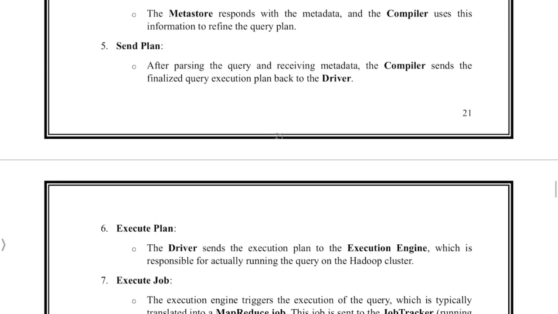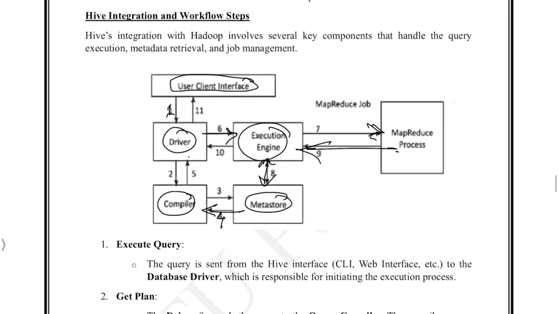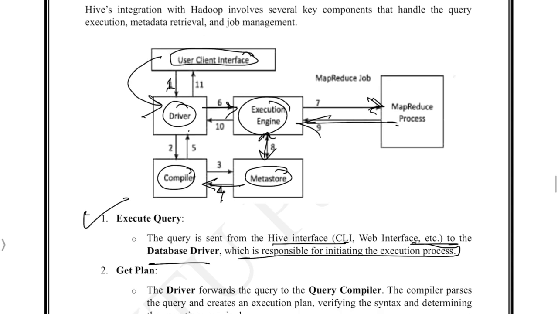Let's study this in detail. First is execute query. As the name says, execute the query. The query present in the client interface is sent to the database driver, which is responsible for initiating the execution process. From here, the query comes here. Now, once the query comes here, it has to forward it to the query compiler.